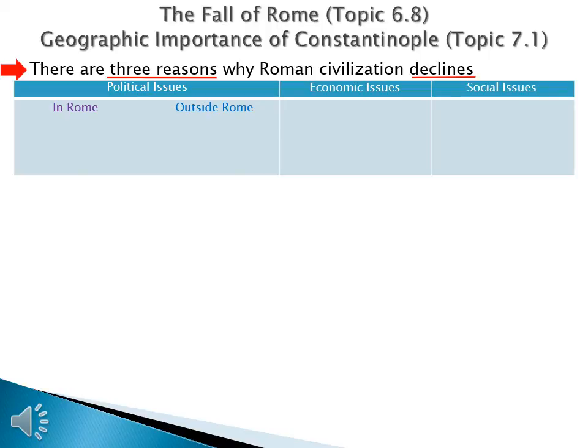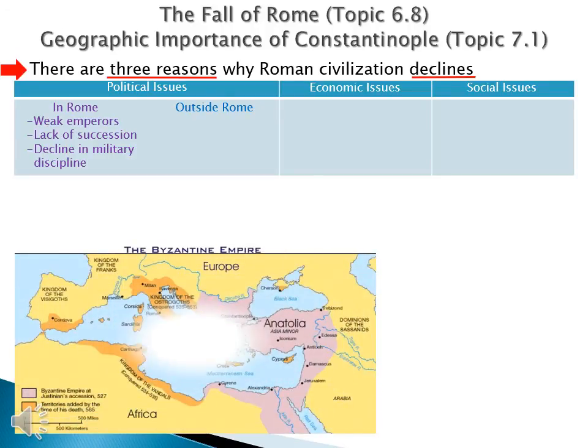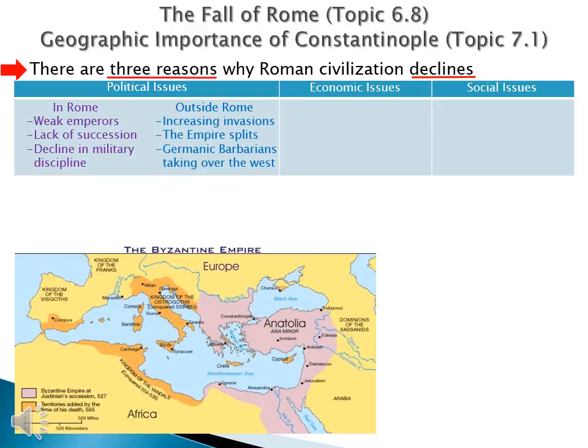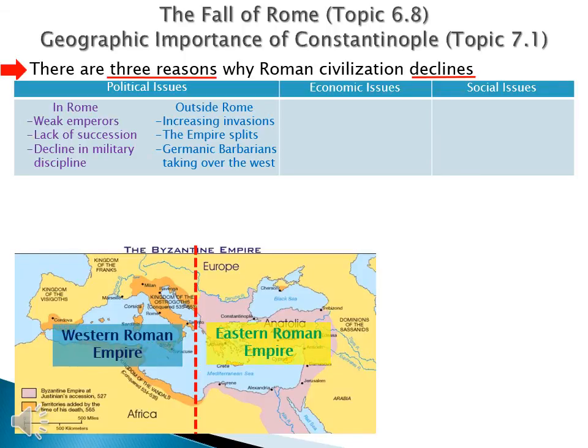Our political issues in Rome include weak emperors, a lack of succession, who takes over after the other guy dies, and a decline in military discipline. Outside Rome, we have increasing invasions, and because of these invasions, the empire splits in 2. We have the Eastern Roman Empire and the Western Roman Empire, and we're not done yet. Emperor Constantine unites the empire for a bit, and in doing so, he moves the capital from Rome to Constantinople. Even so, Germanic barbarians are taking over the West.